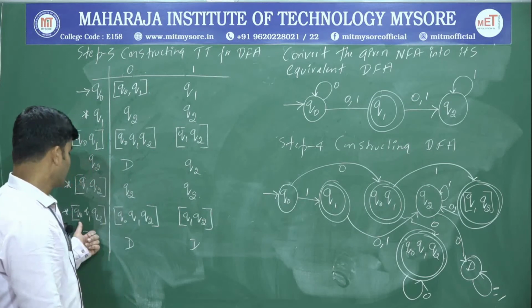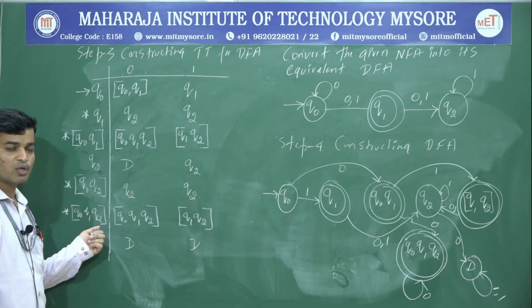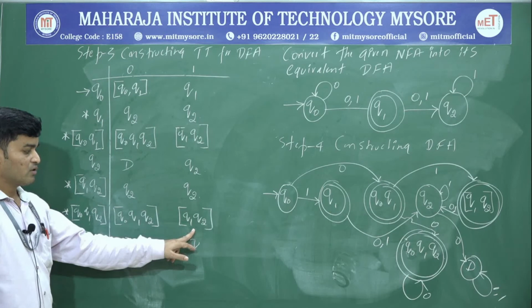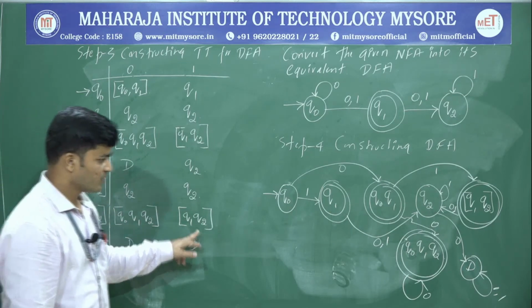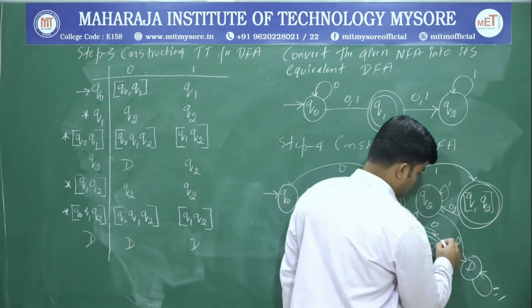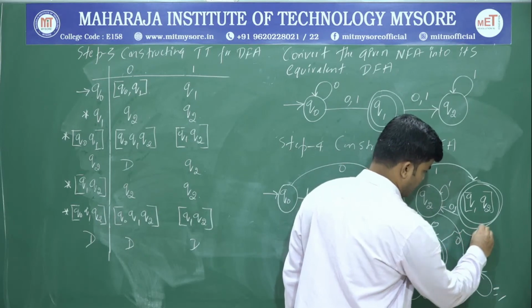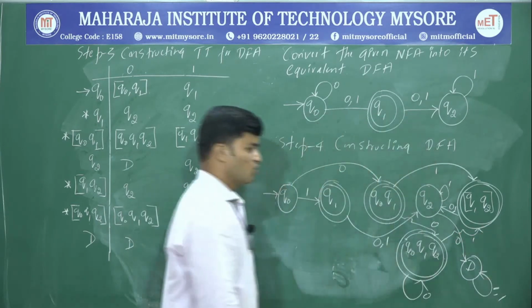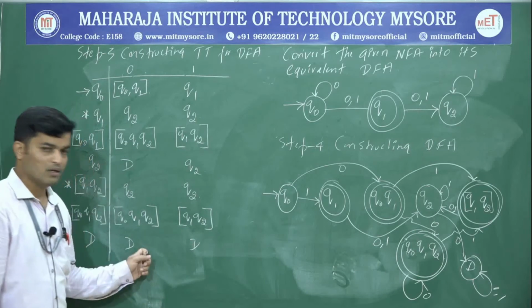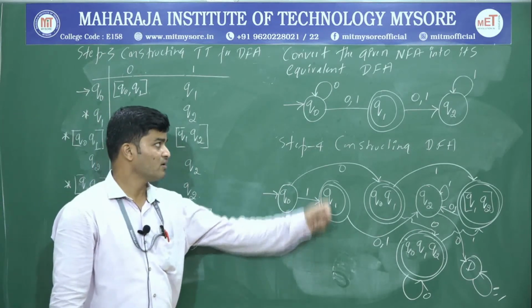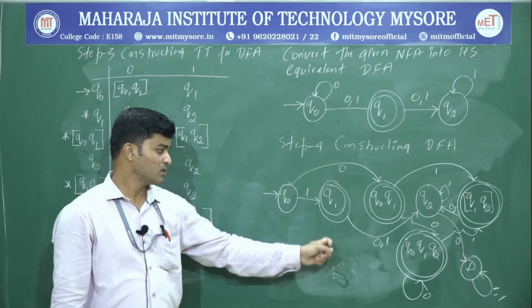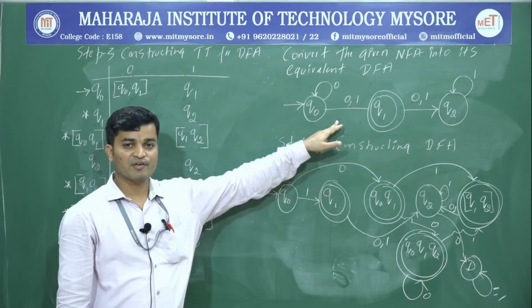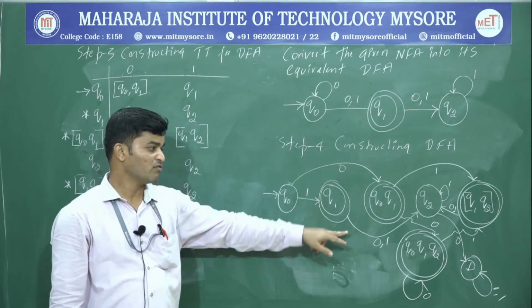Okay. What is Q1, Q2, Q1, Q0, Q1, Q2 upon 1? It's Q1, Q2. Okay. Upon 1 is Q1, Q2. Now this one is what you required, the DFA for the given NFA. Just observe here. So construction of an NFA is somewhat easy compared to a DFA.